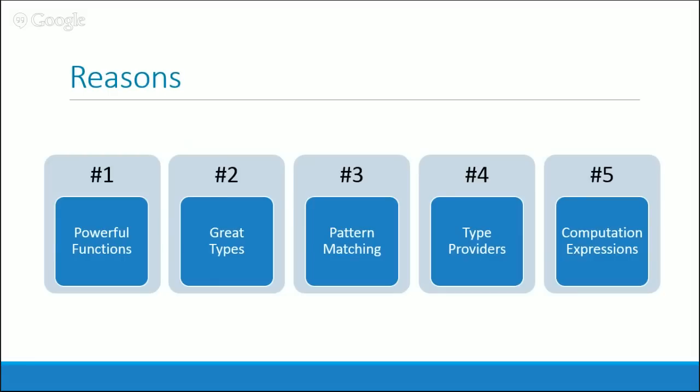To recap, we saw powerful functions, and there we saw concepts like partial application, pipelining, composition, and being able to create functions that have spaces inside the names. We saw also great types, and there we saw how to create classes, records, tuples, option types. We also saw units of measure, and the fact that you could create object expressions that implement interfaces. In the pattern matching region, we saw how you create discriminated unions, and also how you could encapsulate patterns using active patterns. For type providers, I showed you an example for the CSV type provider and also for the entity framework type provider.